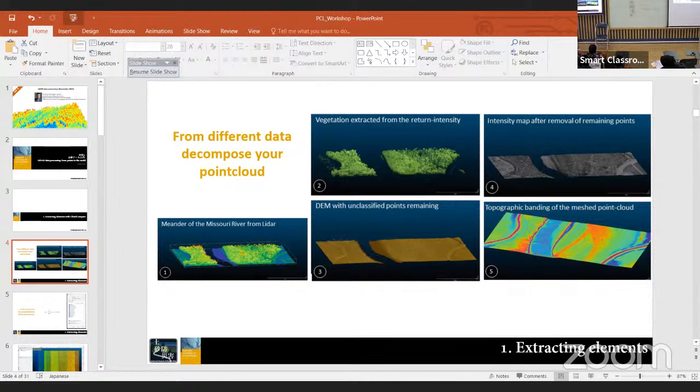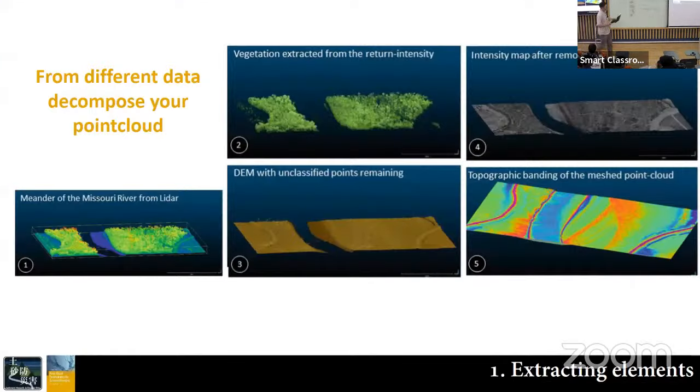Okay. So I was talking to you about the different elements that you have in your point cloud, and we will use those attributes to make a classification like we do in remote sensing. So this is an example of vegetation being extracted from return intensity. But if you look at the remaining points, you see that we actually have vegetation remaining here.